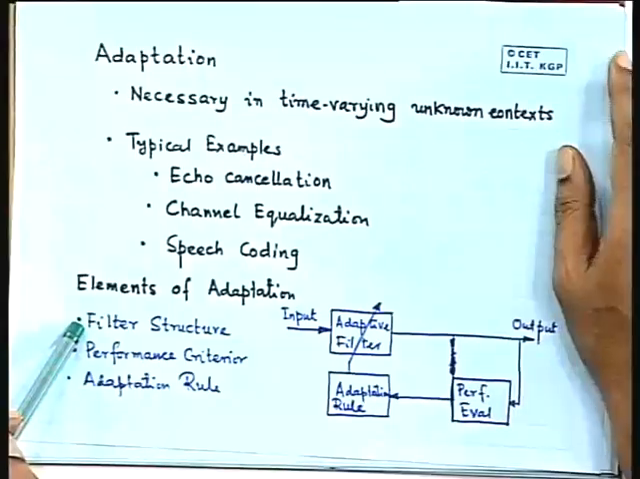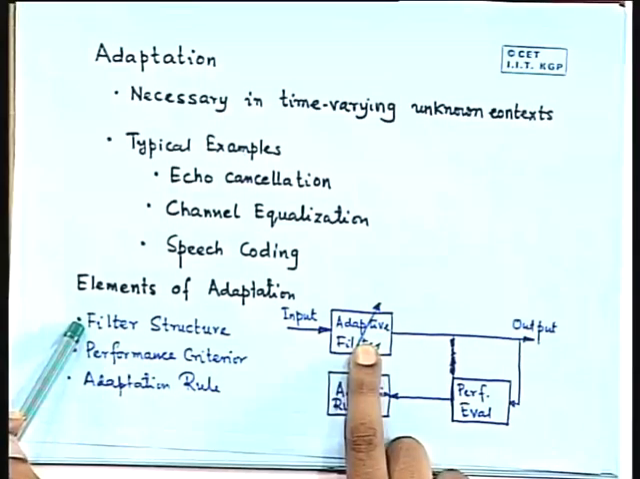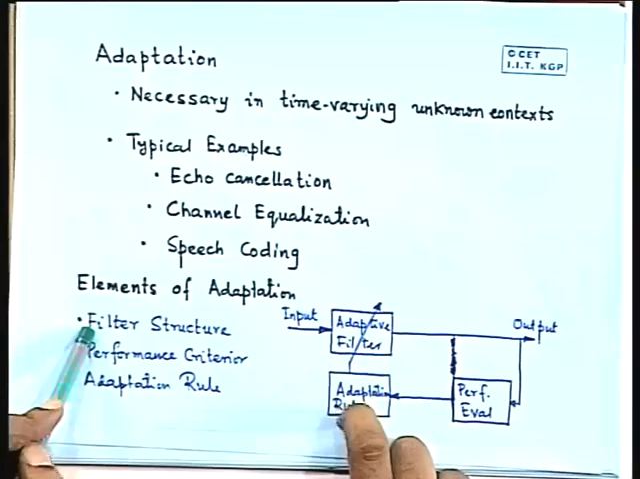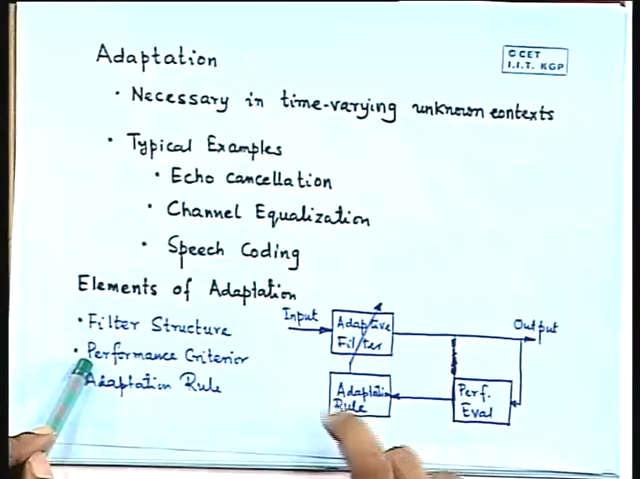So you have three major quantities. You have a filter structure, this one, in which you change the coefficients. So you have to define that. You have to define a performance criterion, maybe some error square or whatever you define, and you need to have an adaptation rule. So whenever you want to define an adaptive system, these three quantities have to be defined: a filter structure, a performance criterion, and an adaptation rule. Then if you put them together, you have an adaptive system, right?